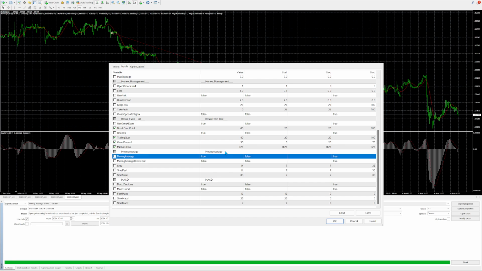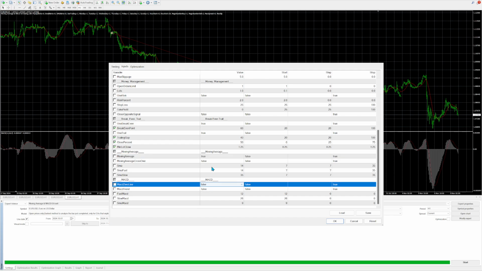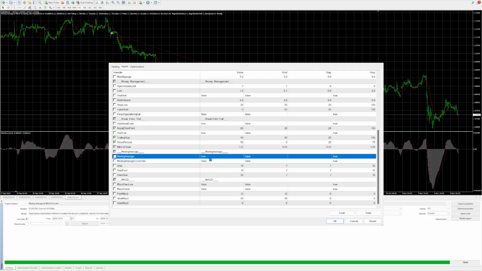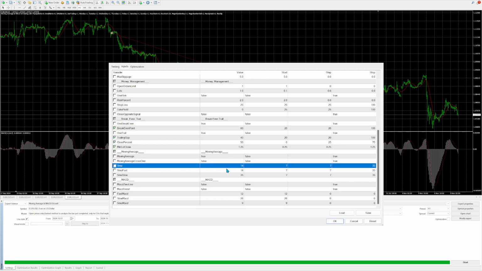You have just using a moving average. So if you have just this one set to true, it basically means if price is above the moving average, buy, if price is below, sell. Okay, and you can choose the simple moving average value there. That's the period of the SMA.